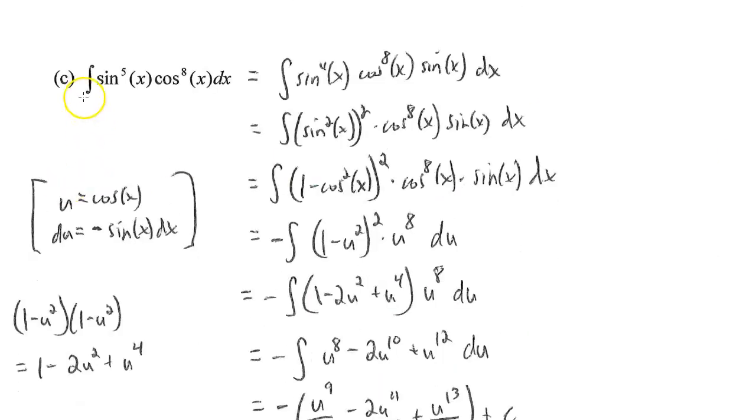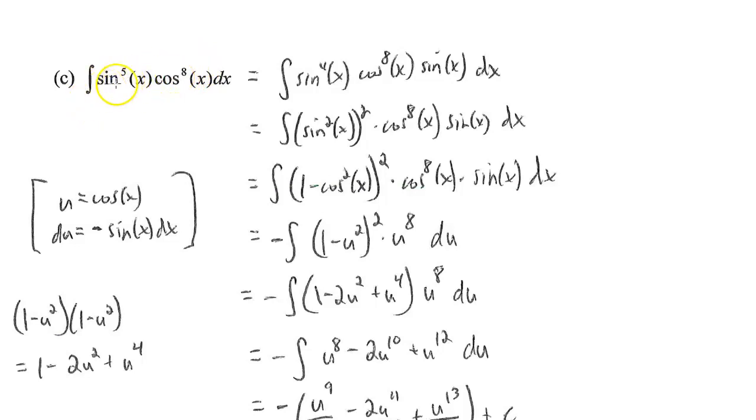Okay, now what about something like this? We have the integral of sine to the 5th times cosine to the 8th. Now, it turns out it's not going to work too well to break off a cosine here. I'll say why in a second. Really, the reason is because you have an even power on cosine. But we have an odd power on sine, which is good.